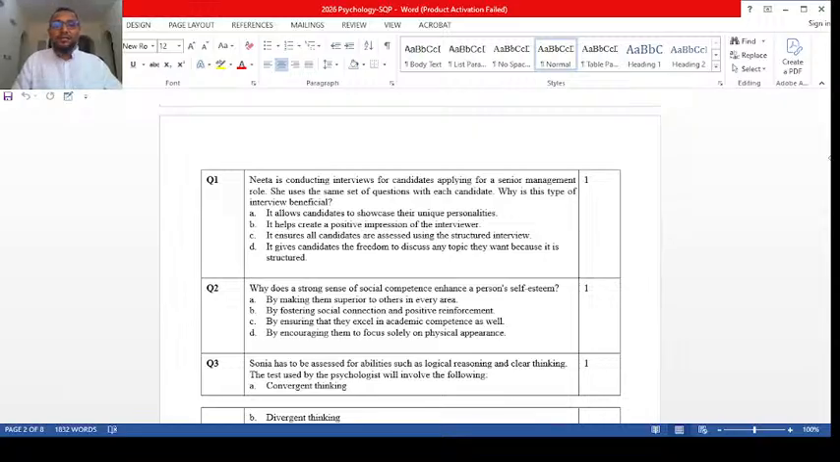Why does a strong sense of social competence enhance a person's self-esteem? Self-esteem is the value judgment made by a person about himself or herself. At the age of 6 years, a child will have self-esteem in 4 areas, and one of the areas is social competency, along with academic competency, physical appearance and physical athletic competency. Social competence works by fostering social connections and positive reinforcement. So option B is the right answer here.